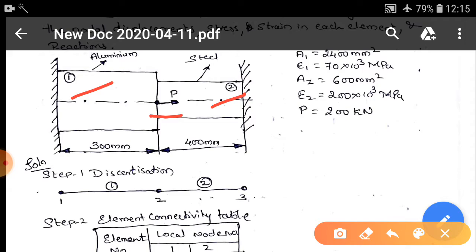By seeing this, what can you understand? We can understand that the load P acts like a tensile force to the first element, whereas it acts like a compressive load to the second element. Means at the end, the stresses generated in the first element will be tensile, and the stresses generated in the second element will be compressive.